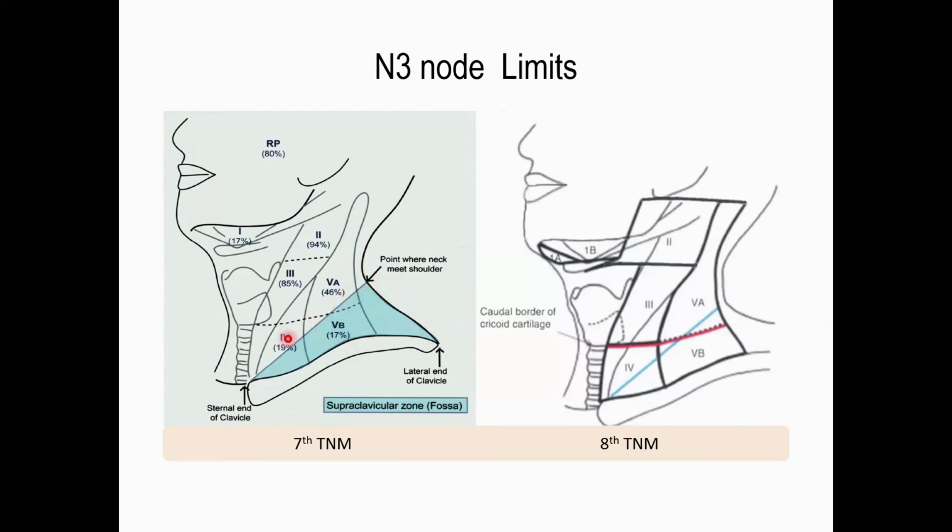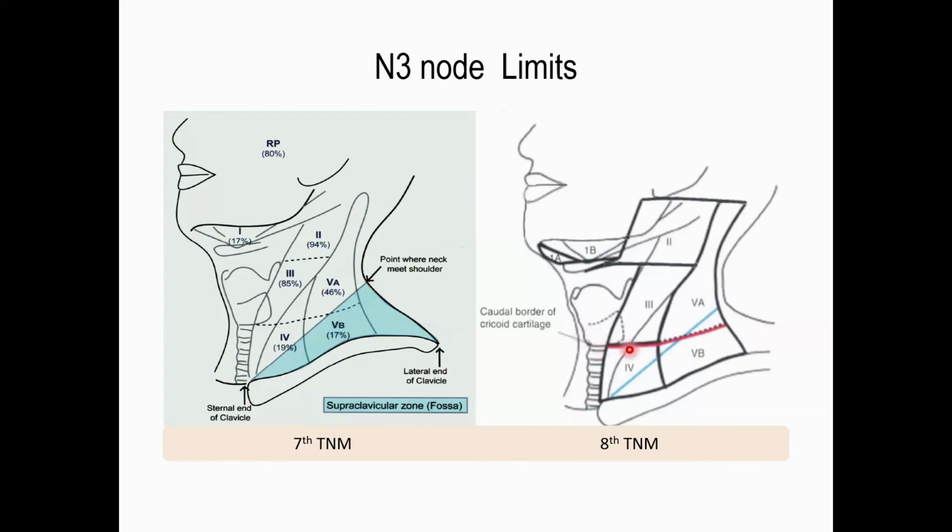So how do you calculate the supraclavicular fossa? You draw a line from the sternal end of the clavicle to the point where the neck meets the shoulder. Any node in this triangle becomes N3 disease. That was the criteria, and that is in the 7th.